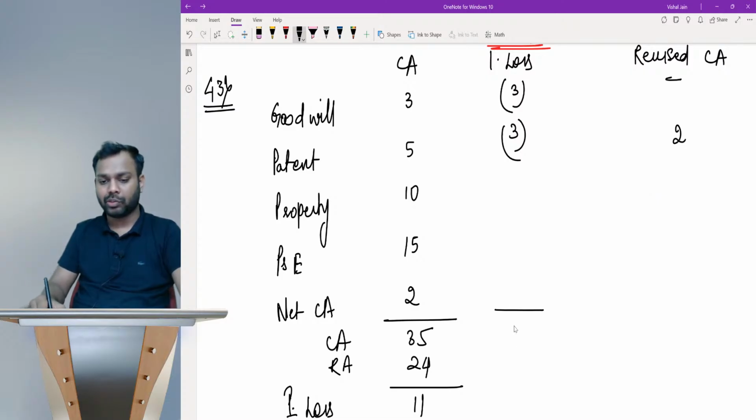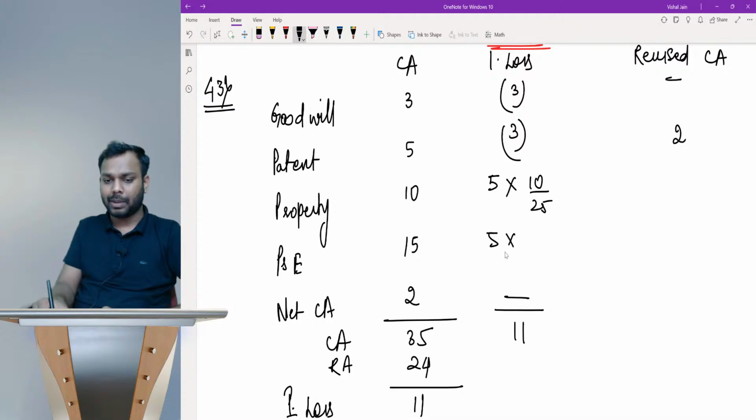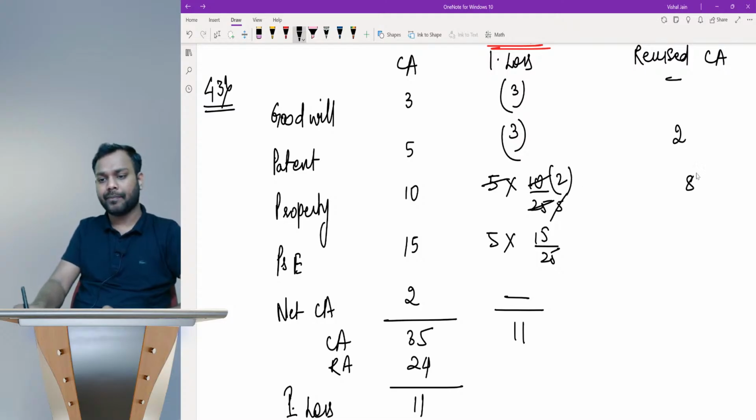Now impairment loss should be 11 total, right? Net current assets should not be impaired. So the rest of the impairment loss, that is 11 minus 6, that is 5, has to be allocated to these two, right? So how will I allocate? 5 multiplied by 10 by 25. Now 5 multiplied by 15 by 25. So it is 5 divided by 5, 25, 5 and 2, right? So it is minus 2, that is 8.